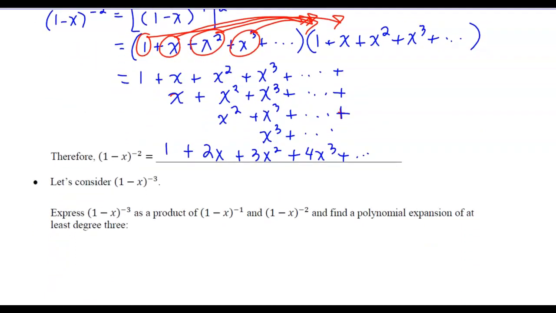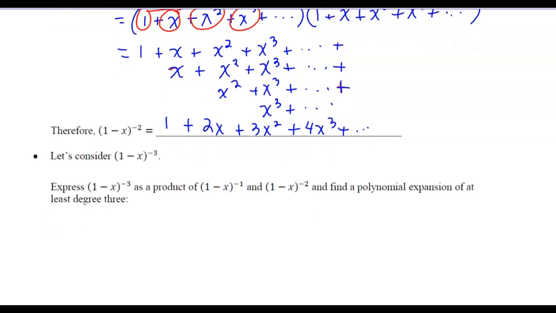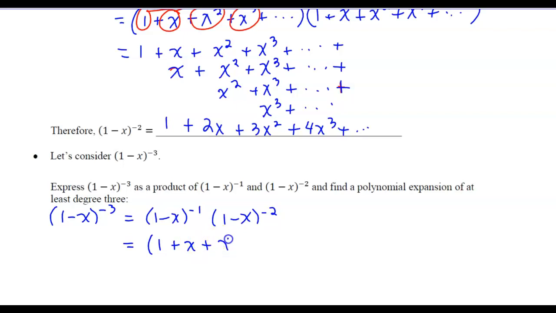Now, if we look at 1 minus x to the negative 3, again, based on the work we've just done, we can show it as the product of 1 minus x to the negative 1 times 1 minus x to the negative 2. And so just put the decimal approximations of each.